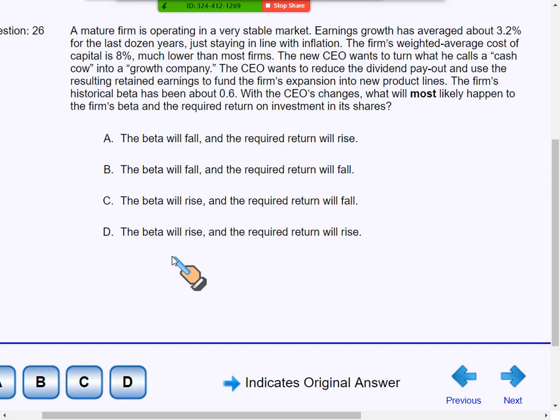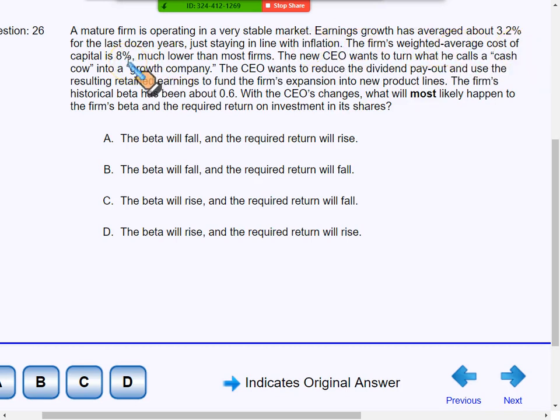Next question. Question number 26, 10 more questions to go. A mature firm is operating in a very stable market. Earnings growth has averaged about 3.2%. Earnings are growing at this percentage for the last 12 years, just staying in line with inflation. So earnings are increasing in accordance with inflation. The firm's weighted average cost of capital is 8%.